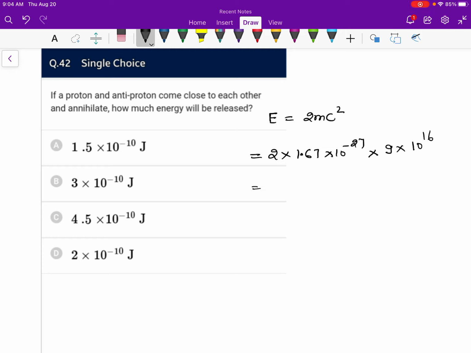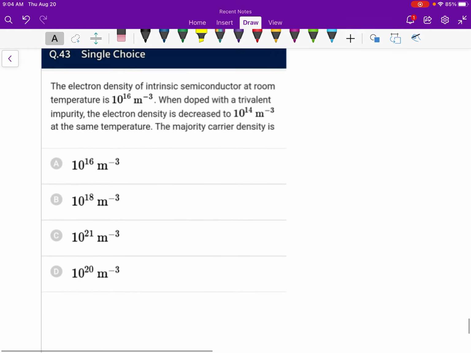So 18 sevens are 126, 18 sixes are 108 plus 12 is 120, and so on. So 9 twos are 18 into 1.67, that is 30.06 into 10 to the power minus 11. So this is 3 into 10 to the power minus 10 joule. So B is the correct option.